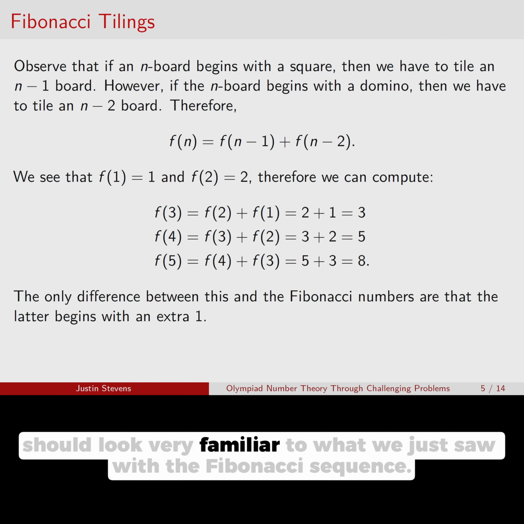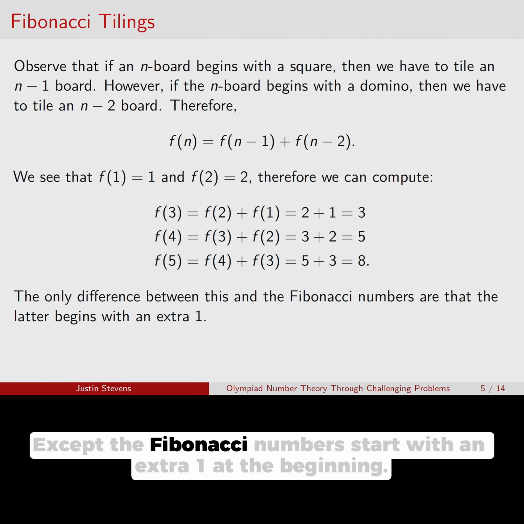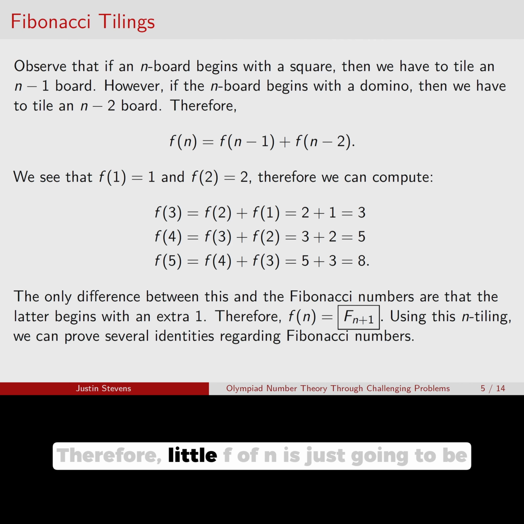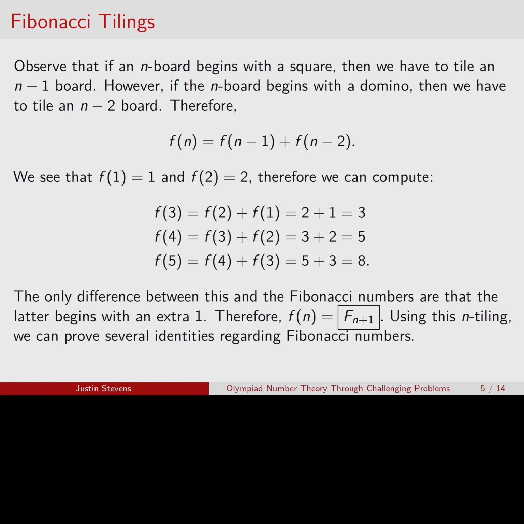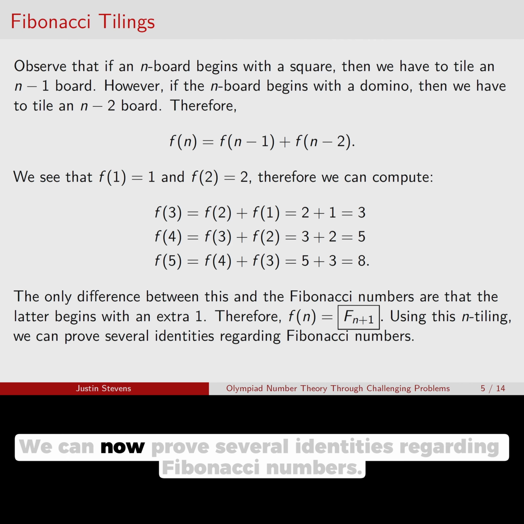Which should look very familiar to what we just saw with the Fibonacci sequence. And in fact, this is exactly the Fibonacci numbers, except the Fibonacci numbers start with an extra 1 at the beginning. Therefore, little f of n is just going to be the n plus first Fibonacci number. So, using this n tiling method, we can now prove several identities regarding Fibonacci numbers.